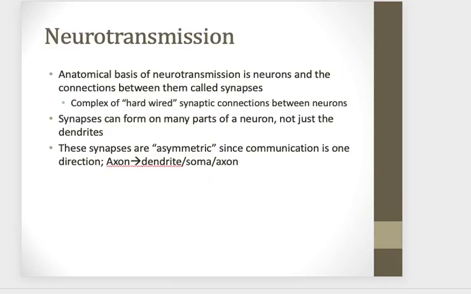Okay, so we're talking about chemical neurotransmission. Neurotransmission is based on neurons and the connections between them called synapses. So it's a complex of hardwired synaptic connections between neurons. Synapses can form on many parts of the neuron, not just the dendrites or the end of it. And these synapses are asymmetric, since communication is one direction from the axon, out to the dendrite, the soma, or the axon.